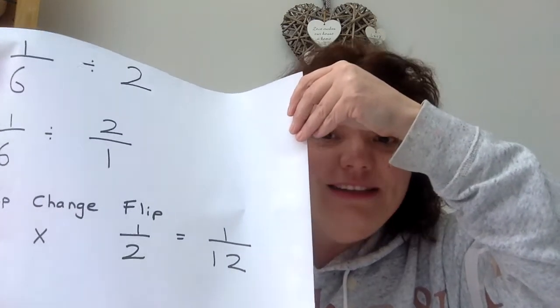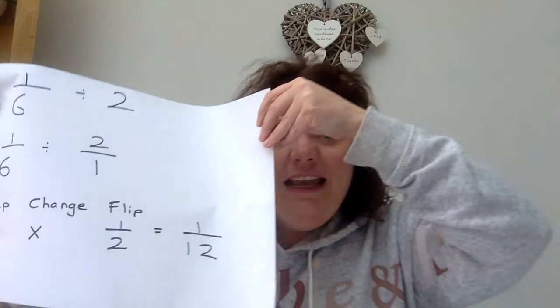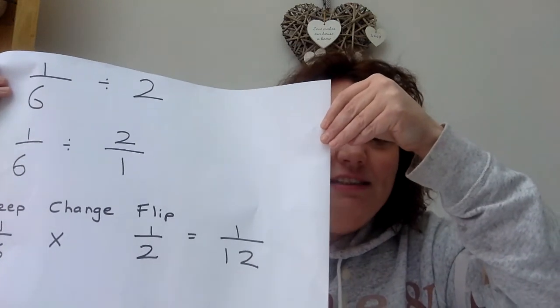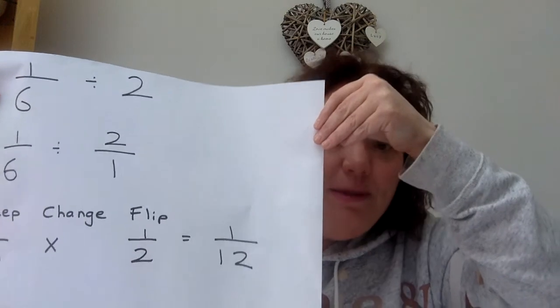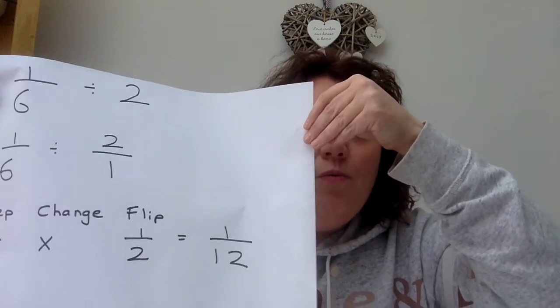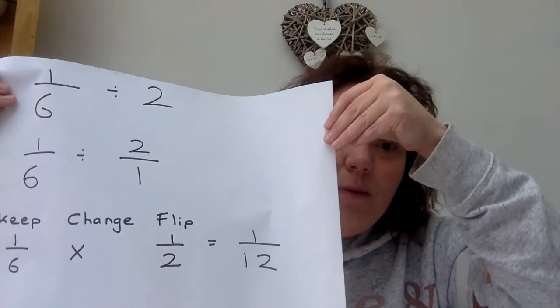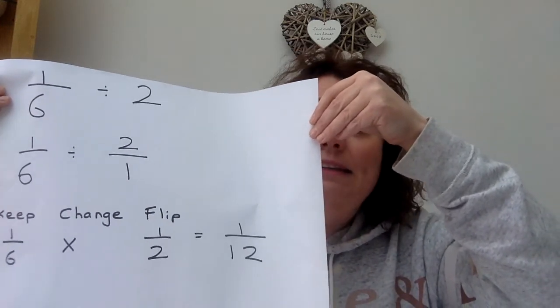Keep, change, flip. Keep that fraction of 1/6 the same, change that division to a multiplication, flip that 2/1 over. 1/6 multiplied by 1/2. 1 times 1 is 1. 2 times 6 is 12. So 1/12. If we need to simplify, like we did in multiplication, you can do that.